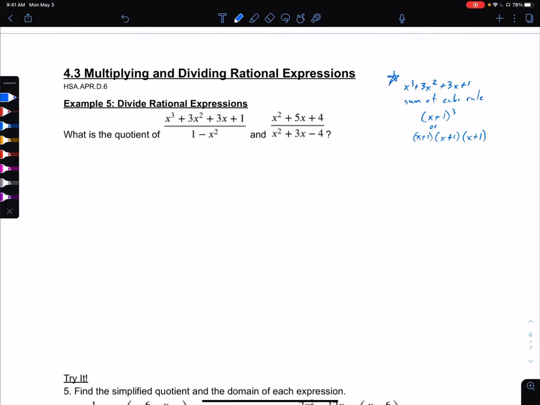In this video, we're going to look at example 5, where we divide rational expressions. So we're asked, what is the quotient of x cubed plus 3x squared plus 3x plus 1 over 1 minus x squared and x squared plus 5x plus 4 over x squared plus 3x minus 4.